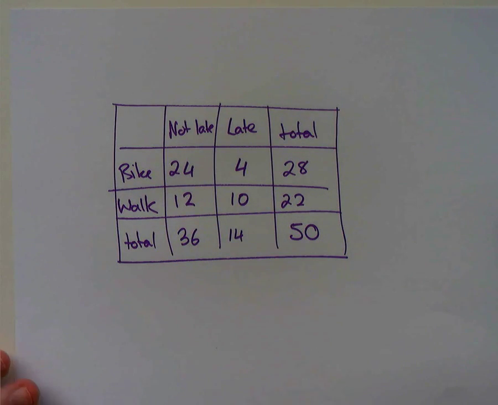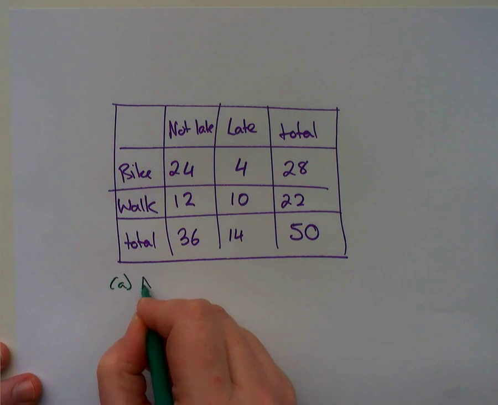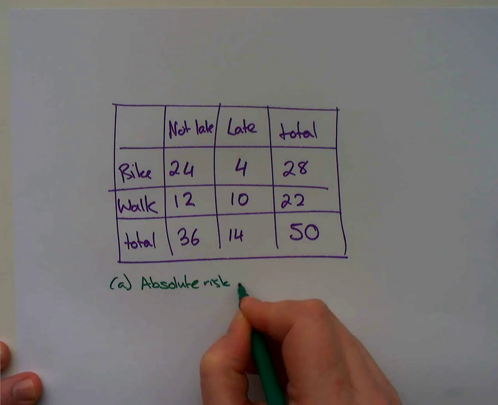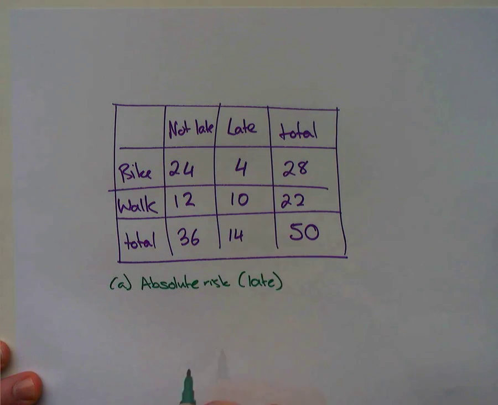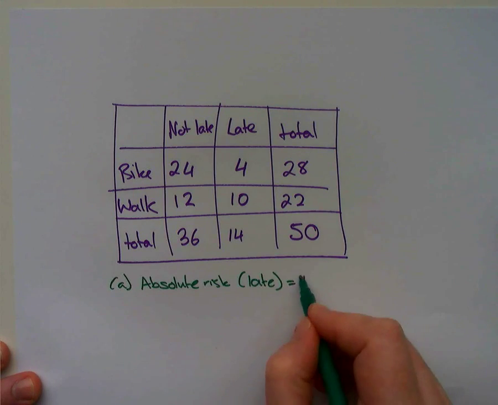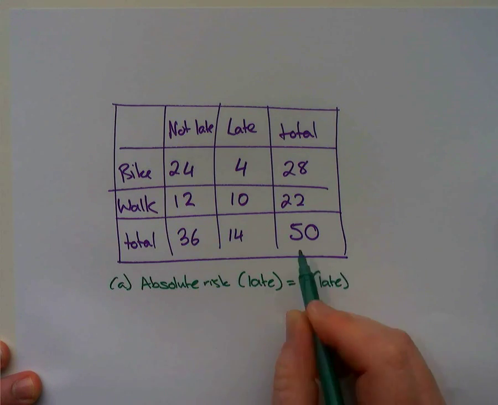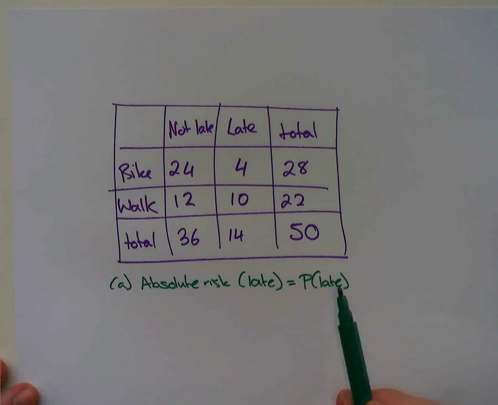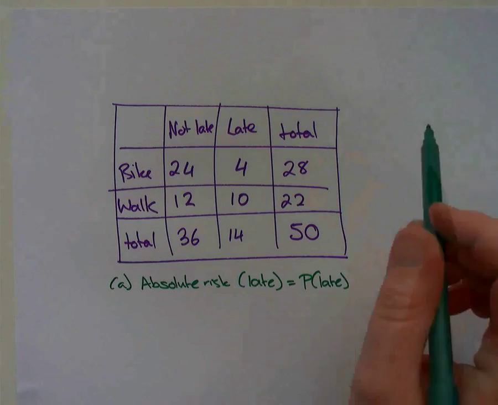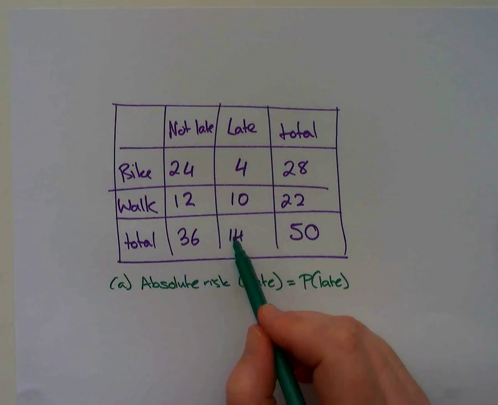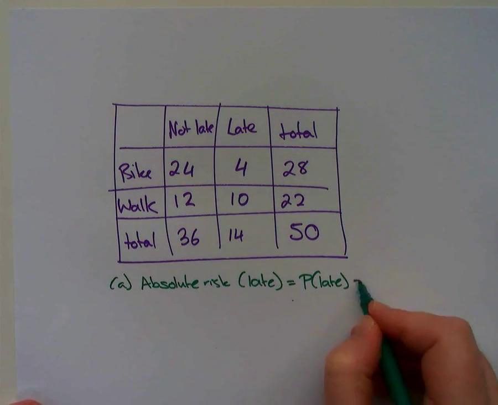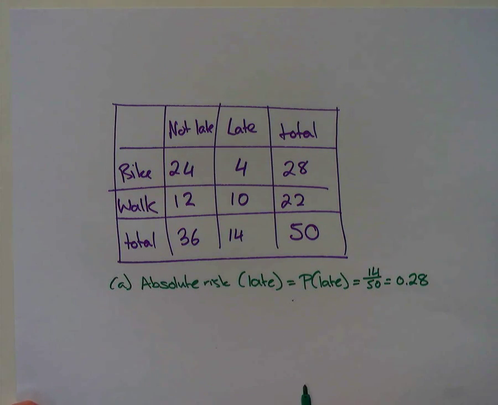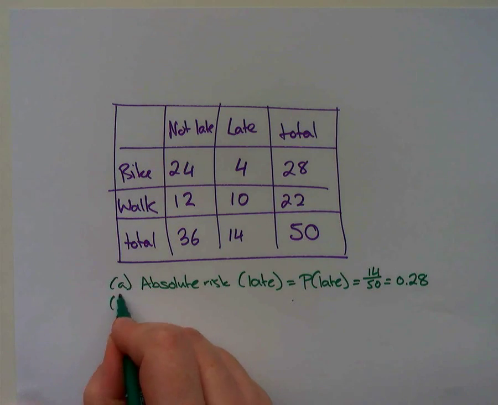So first of all, part A is asking us for the absolute risk, so just a probability, that Wiramu is late to school. Okay, so that's just the probability of being late, and because it's just talking about Wiramu being late to school, it's not saying whether he was on a bike or walking, so from all of those 50 times, there were 14 times that he was late. So that is 14 out of 50, or 0.28. Okay, that wasn't too bad.